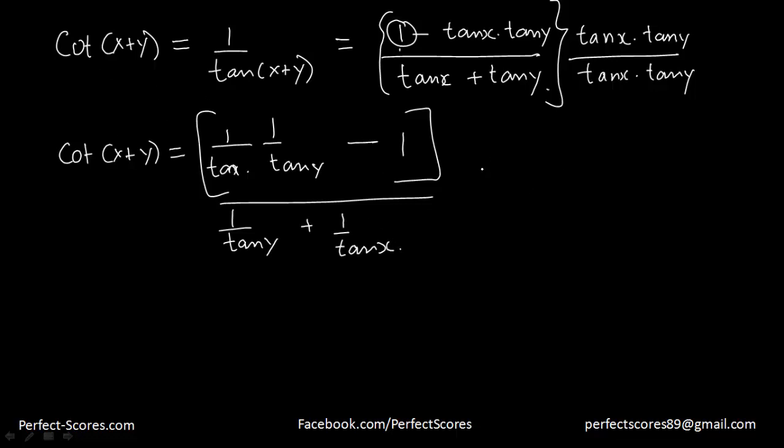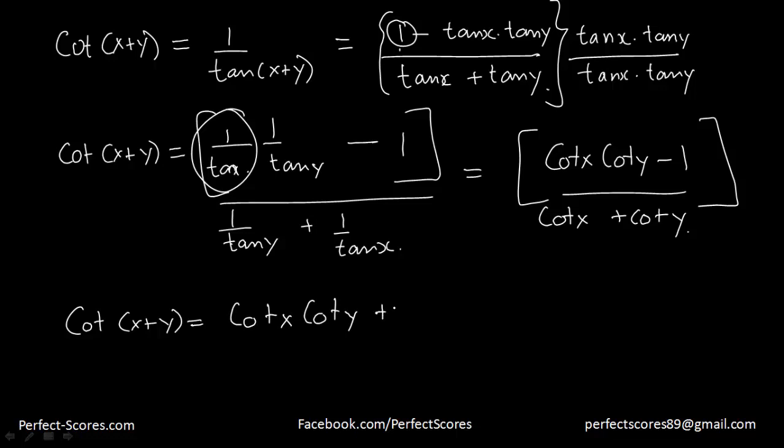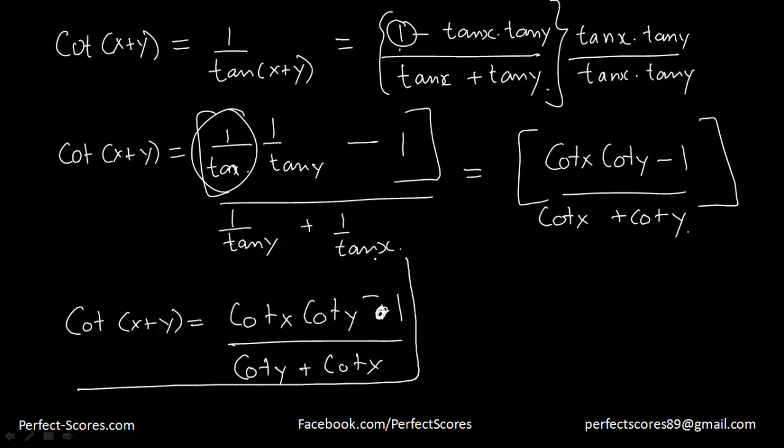Now, as we know that cotangent is the reciprocal of tan, this is going to be cotangent of x, this is going to be cotangent of y, minus 1 divided by cotangent of x plus cotangent of y. Which means we can say that cotangent of x plus y is equal to cotangent of x into cotangent of y minus 1 divided by cotangent of y plus cotangent of x. That's a very important expression.